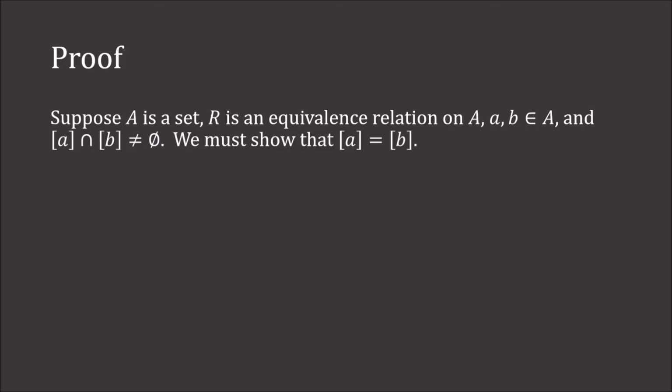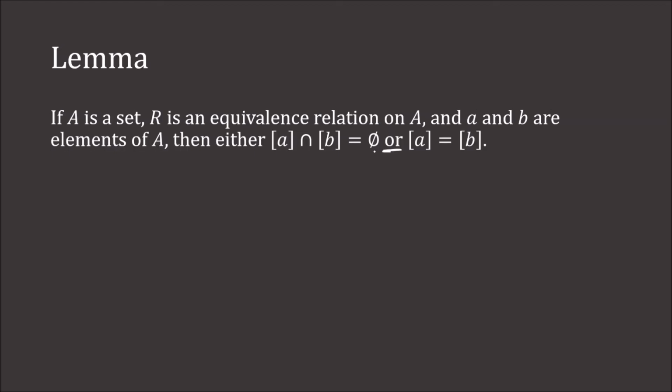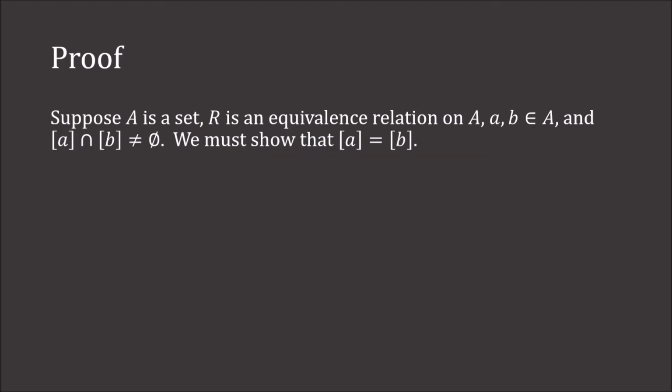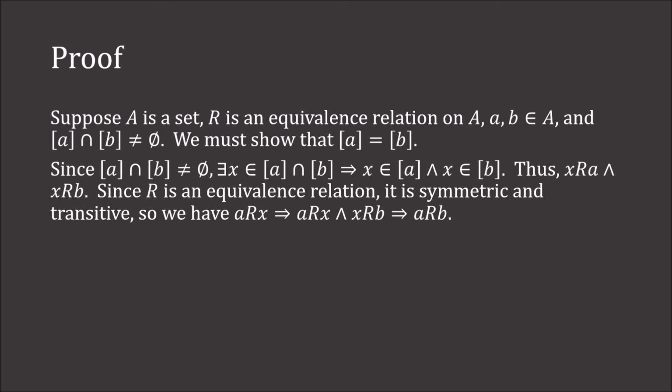So we suppose that A is a set, R is an equivalence relation on A, A and B are elements of A, and we'll assume that the class of A intersected with the class of B is not empty. Right, so we're going to assume the negation of this statement. Then that means that the second statement here must be true. That's what we have to show. So since the class of A intersected with the class of B is not empty, there has to be an X in the intersection of the class of A and the class of B. So this would mean that X is in the class of A and in the class of B. So X is related to A and X is related to B.